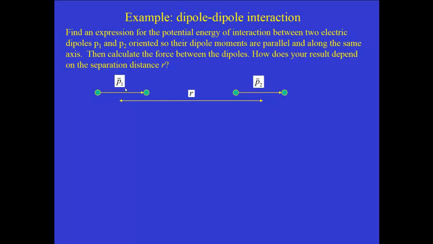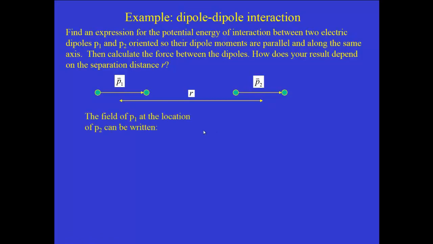So we'd like to know, for P1 and P2 oriented parallel like this along a fixed axis with their centers separated by a distance r, what is the potential energy of interaction, and then from that result, what's the force between those dipoles?